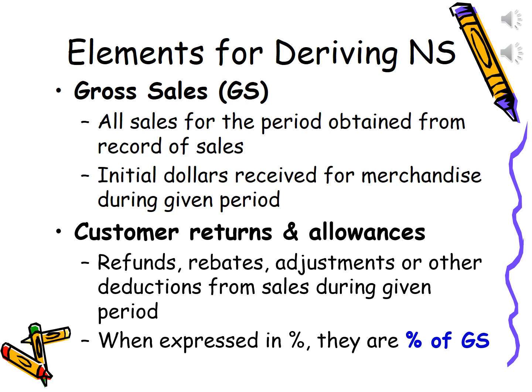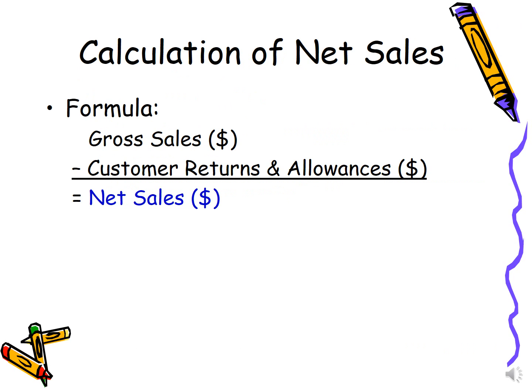When we express customer returns and allowances as a percentage, like 2% customer returns and allowances, that percent is actually a percent of gross sales. So how many percent of gross sales, all the sales dollars that we received, had to be returned back to the customers as customer returns and allowances. That's the concept of customer returns and allowances percent. That makes the formula to calculate net sales pretty simple. You just have to subtract all the customer returns and allowances from gross sales, and that will be your net sales.